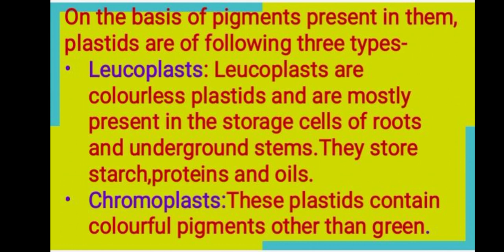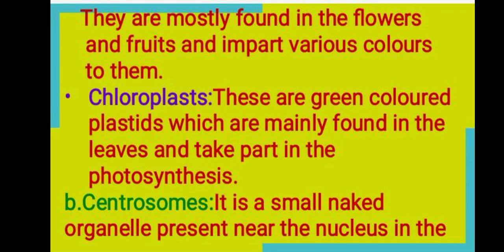Next type of plastid is chromoplasts. These plastids contain colorful pigments other than green, and they are mostly found in the petals of the flowers and fruits and impart various colors to them. Green colored plastids are called chloroplasts, which are mainly found in the green leaves and take part in photosynthesis.